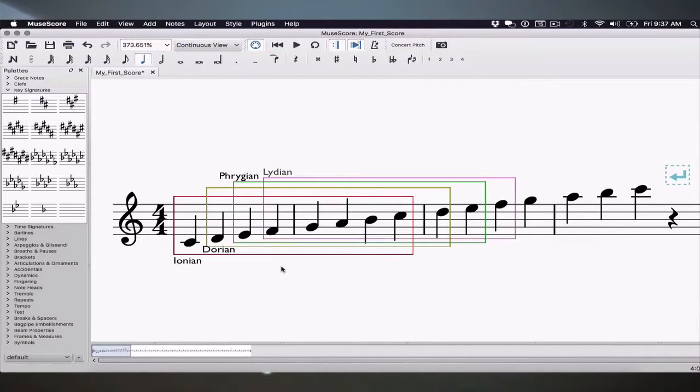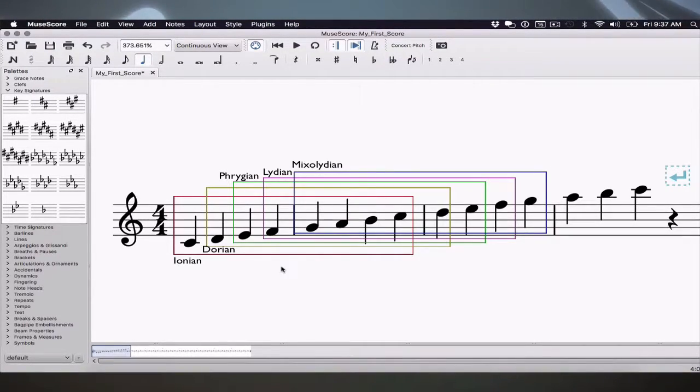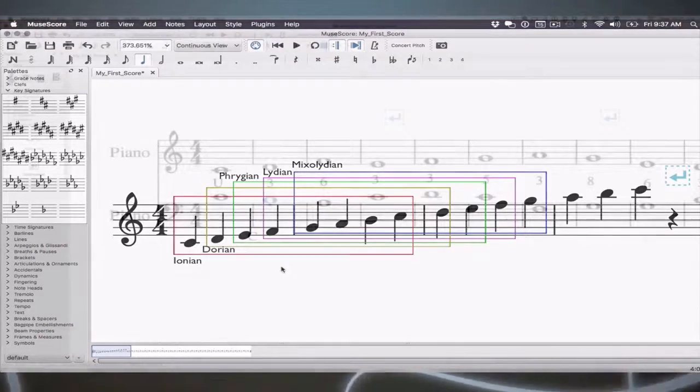Lydian mode. Sixth one, a G Mixolydian mode. The sixth one, an A Aeolian mode.